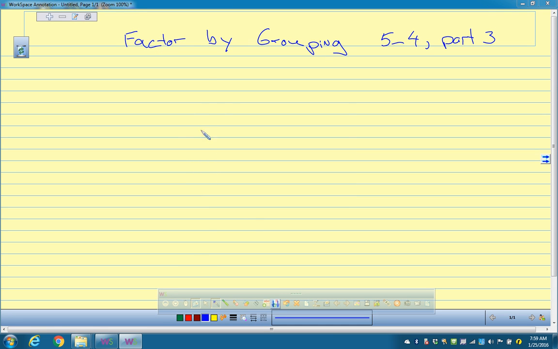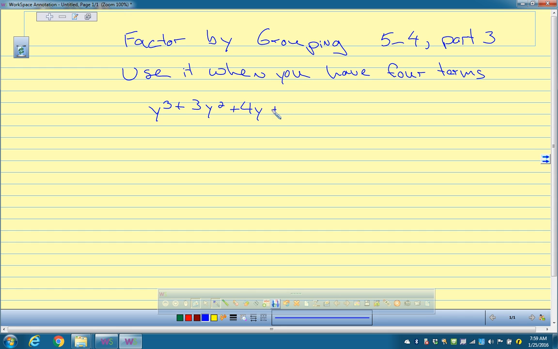Factor by grouping, okay? And we've already kind of done this, so it should be pretty easy. You use it when you have four terms. Four terms. And so if you see an expression that looks like this, y cubed plus 3y squared plus 4y plus 12, David, this should be a hint that it is a factor by grouping problem.